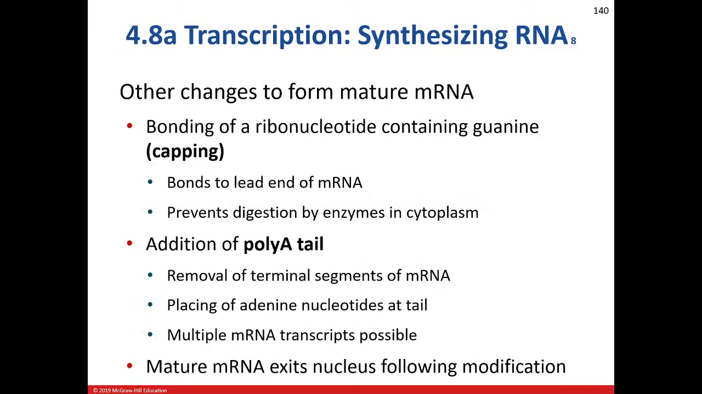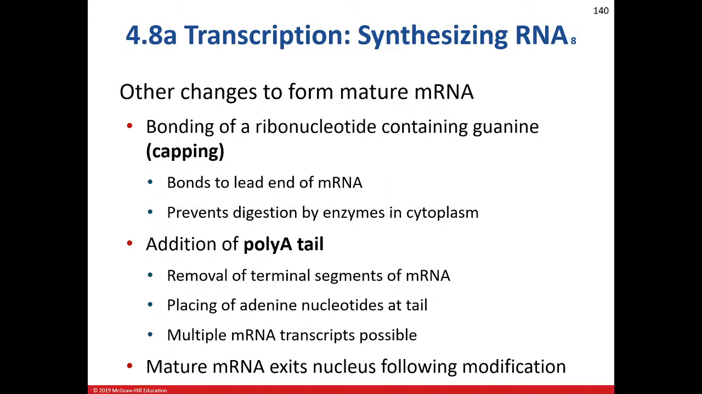Good. So, other changes to form mature mRNA include binding of a ribonucleotide containing guanine. This is a guanine cap. It binds to the end of the mRNA, and it prevents digestion by the enzymes of the cytoplasm. It basically says, don't break this down if it has a guanine cap on it.